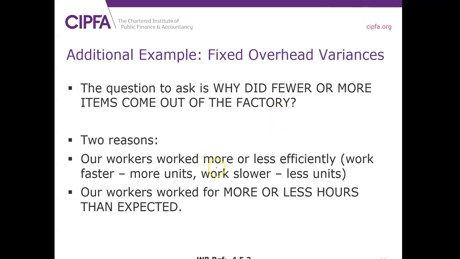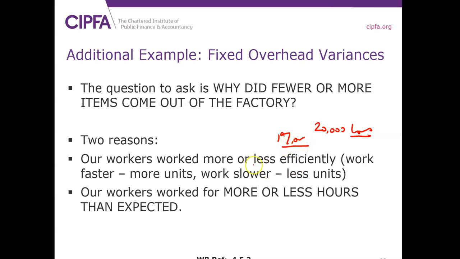And I said one reason might be that people are actually working slower, or we might have had less capacity, if you like. We budgeted that we were going to have 20,000 hours available to us to do this job. But in the end, we actually ended up having 17,000 hours. So really, this is a question about labor efficiency and capacity.